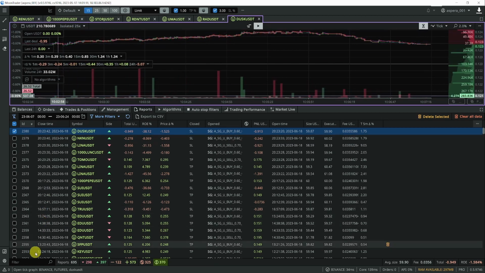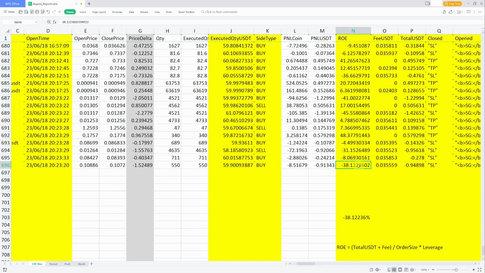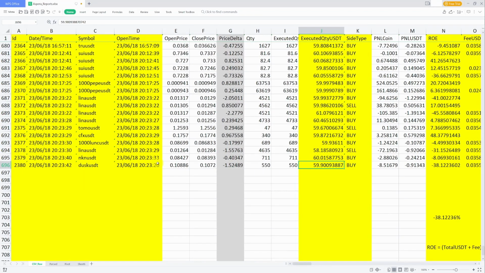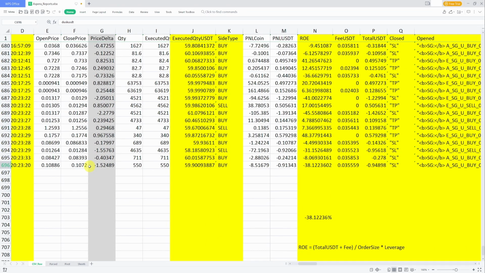And this means that this ROE here takes into account the margin of the coin, which is the extra money that the exchange gives you. But this 38 is only relative to the margin that you have put into the specific trade. Here, my order size was, let's say, 60. And the leverage is 25. Now, let's see how much of my own money I had in this trade.